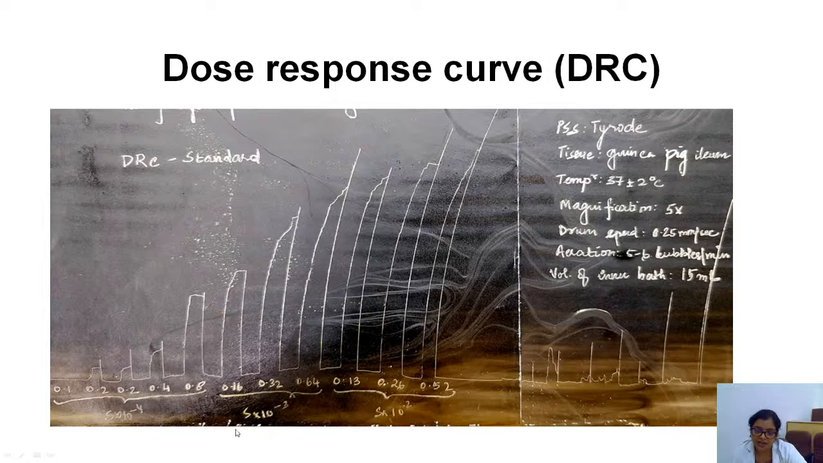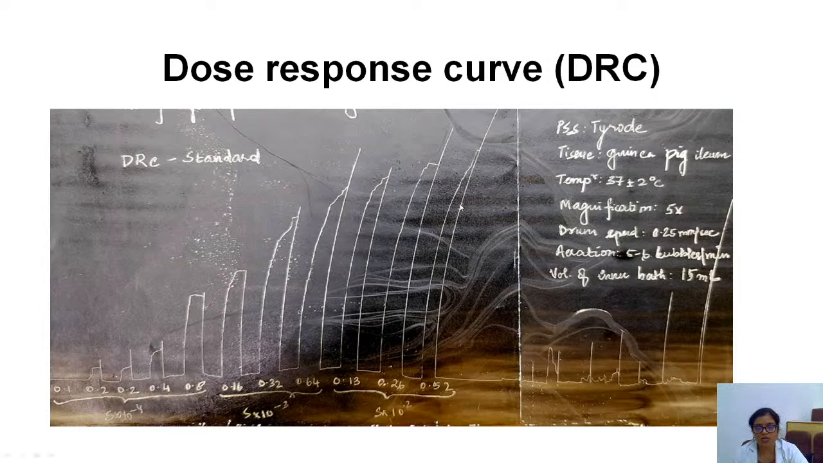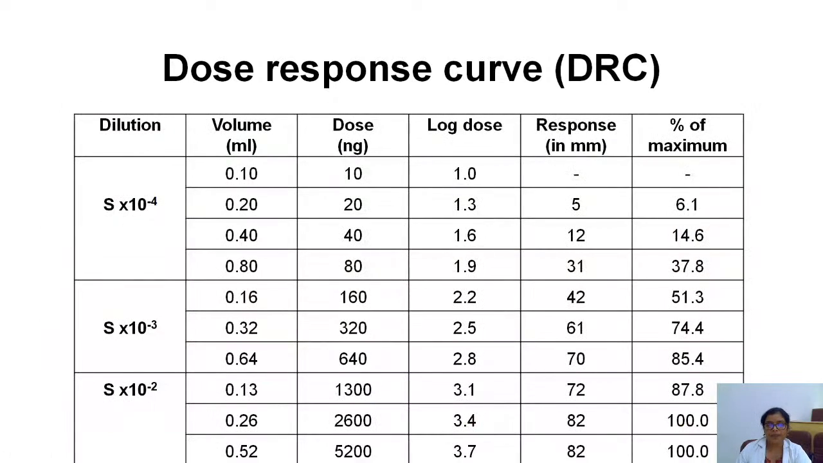This is an actual picture of a result that we obtained in our experiment. You can see this is the first dose, second, third, fourth, fifth, sixth, seventh, eighth, ninth. This is the threshold dose, the dose at which the first response comes, and there will be a maximal dose. That is the dose after which, no matter how much you increase the concentration, the response will not increase. This mainly occurs because of the saturation or the down regulation of the receptors.